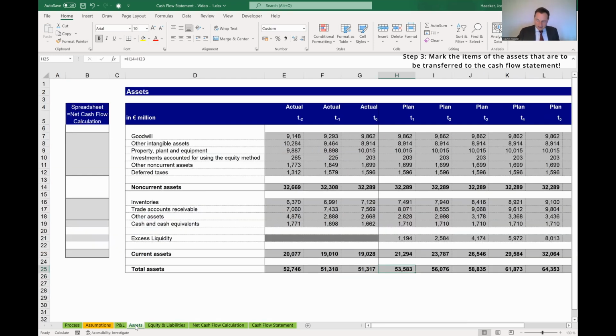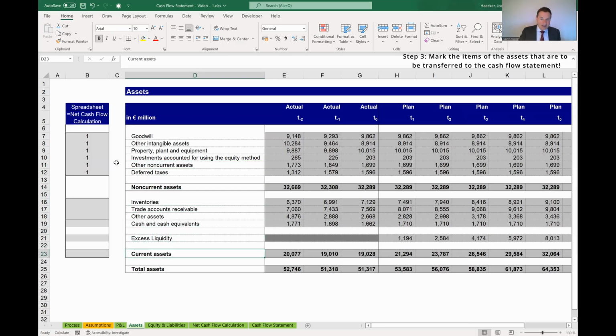Step number 3, select the assets positions that need to be implemented in the cash flow statement. Well, asset position, it's quite easy. Non-current assets, all those positions need to be taken. So we use the goodwill, the other intangible assets, property, plant, and equipment, investment accounted for using the equity method, other non-current assets, and finally, deferred taxes.